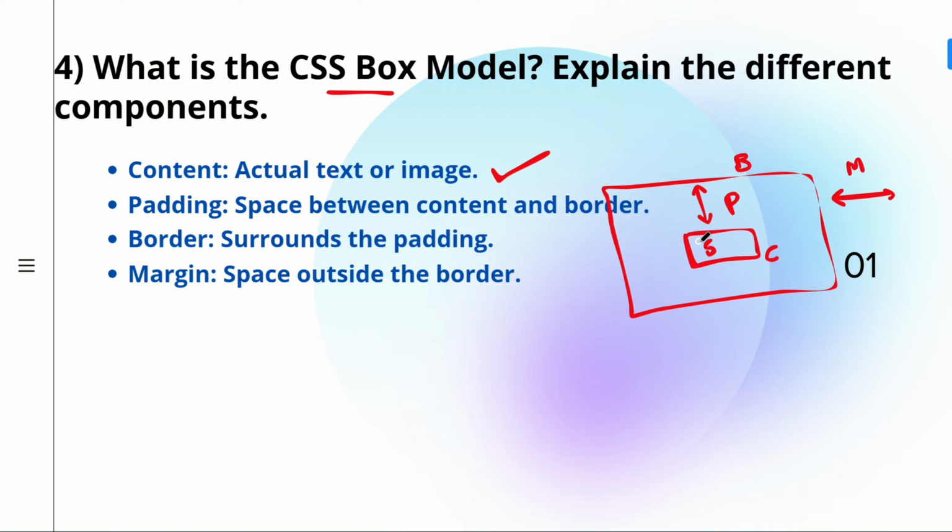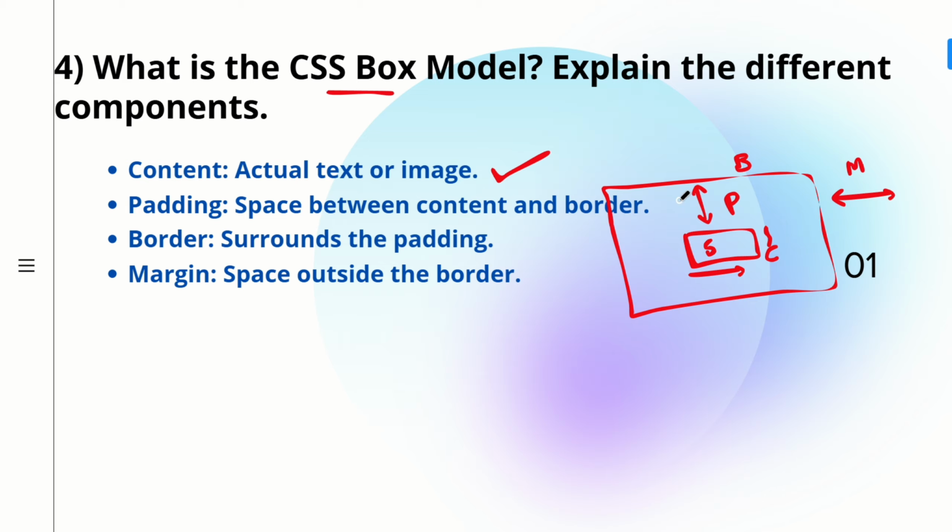So this content, what you see, it is the innermost part. As we can see, this is the innermost part of our rectangular box where the actual content of the element resides, and it can be text, it can be image, or it can be video, and its dimensions are defined by its height and width. So this is the height, and this horizontal thing is the width.